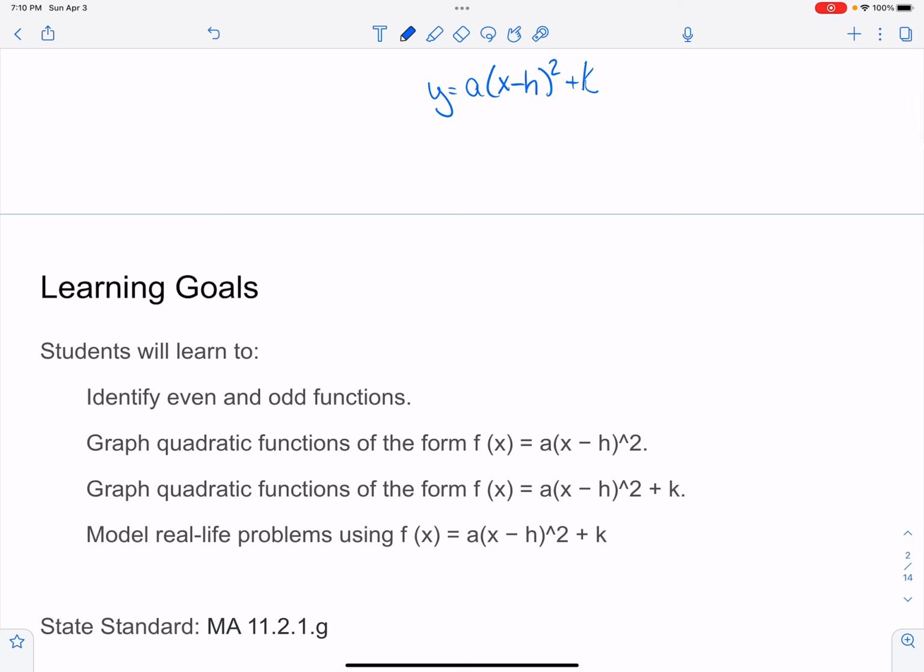So the first thing we're going to do is pretty simple. We're going to learn how to identify the difference between even and odd functions. And then we're going to break apart vertex form into what it does, so being able to graph our quadratics when it's a and h, and then when it's a, h, and k.